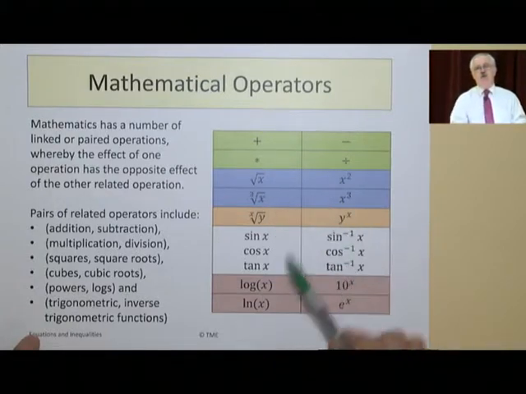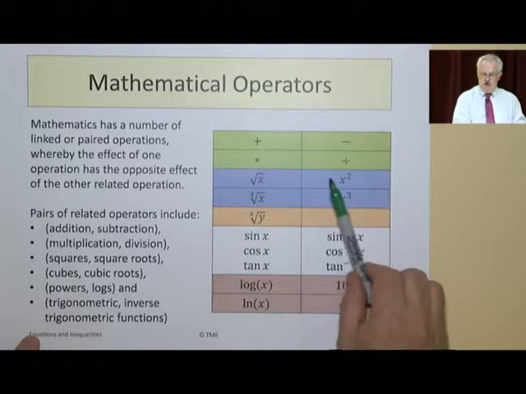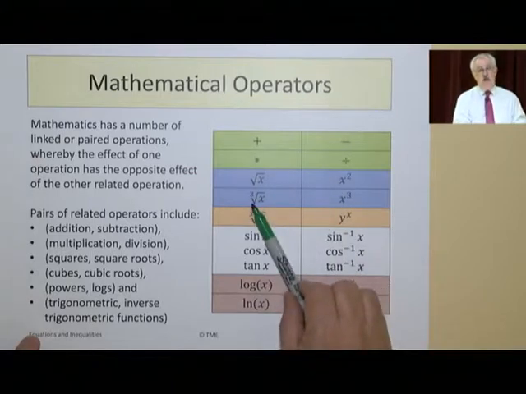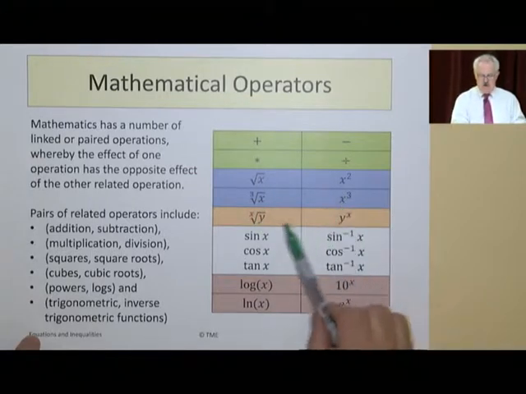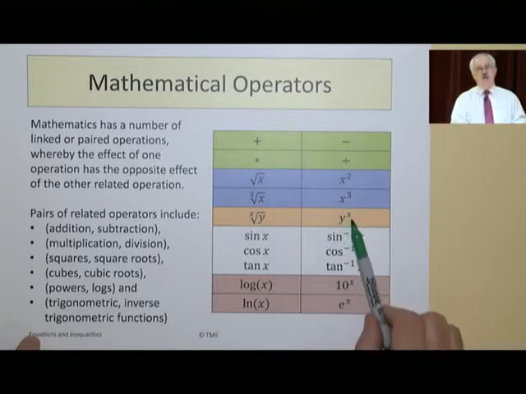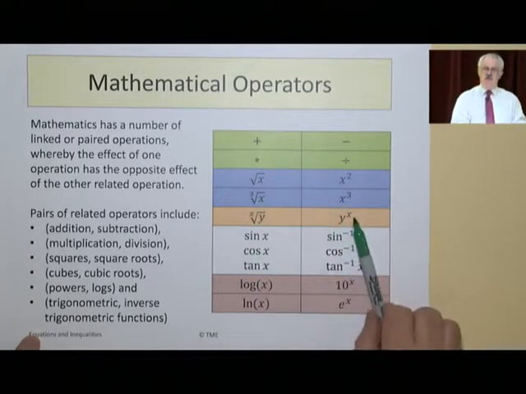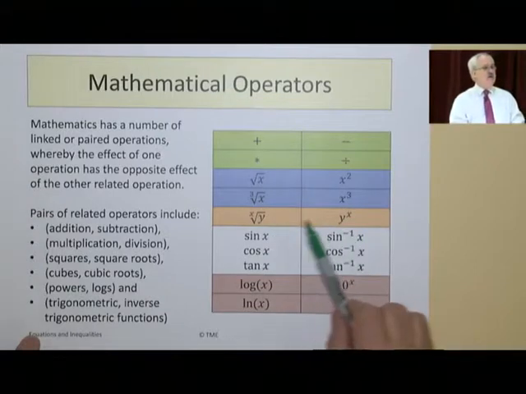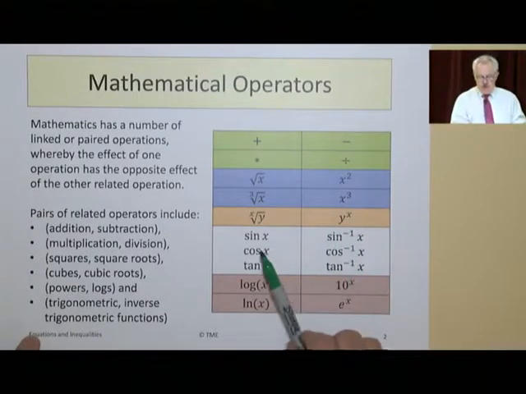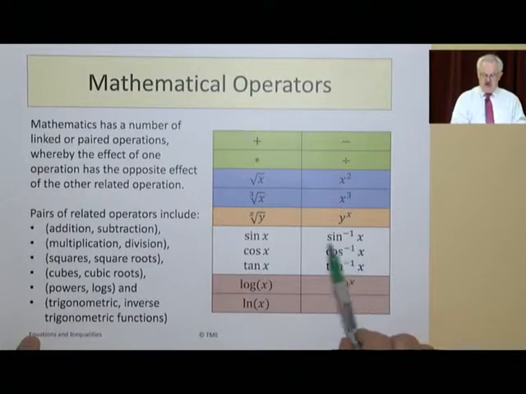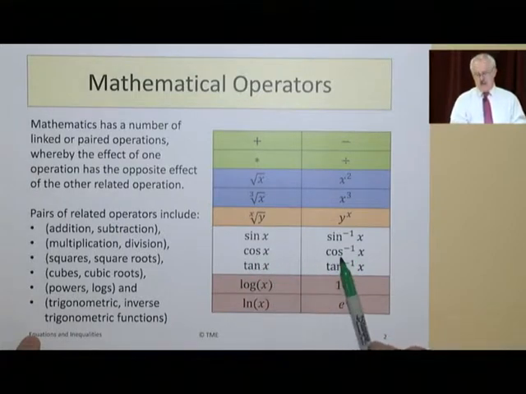But there are other pairs as well, like the square root and the square go together. The cubic root and the cube go together. The xth root and y to the power of x. And very often in your calculator, these are seen as one being the inverse or the second function of the other. So sine and sine inverse, cosine and cos inverse, tan and inverse tan.